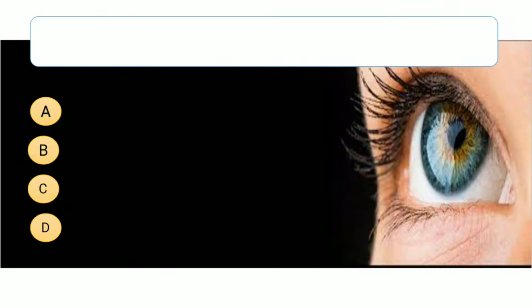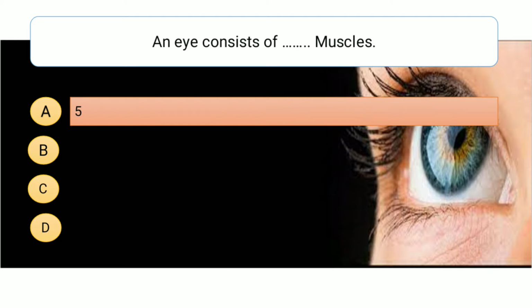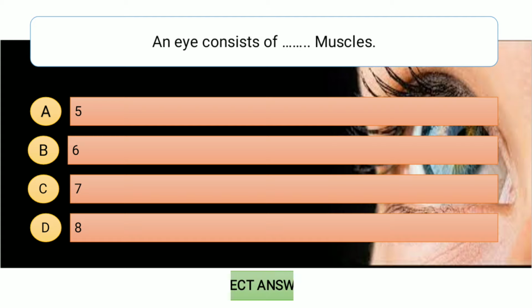The first question is, an eye consists of dash muscles, and the options are A 5, B 6, C 7 and D 8. So students, the correct answer of this question is option number B, right? That is 6. Our eyes consist of 6 muscles. Moving to the next question.